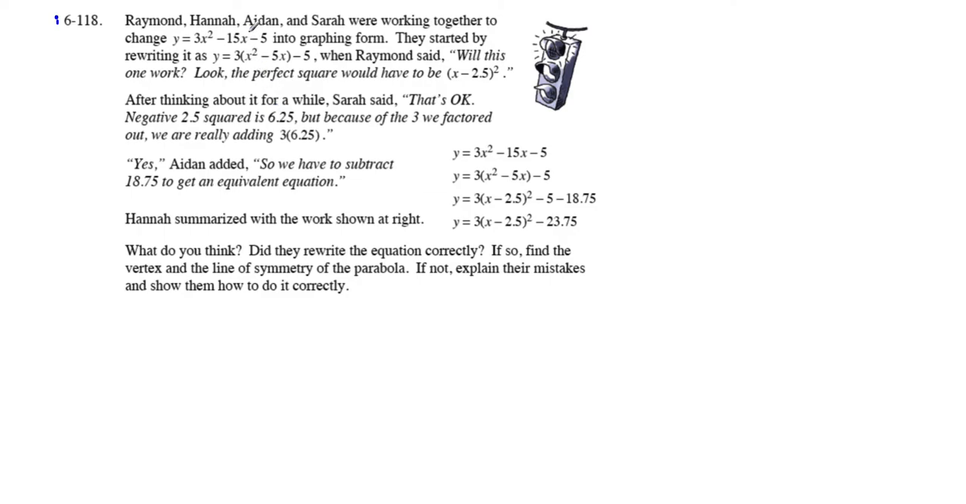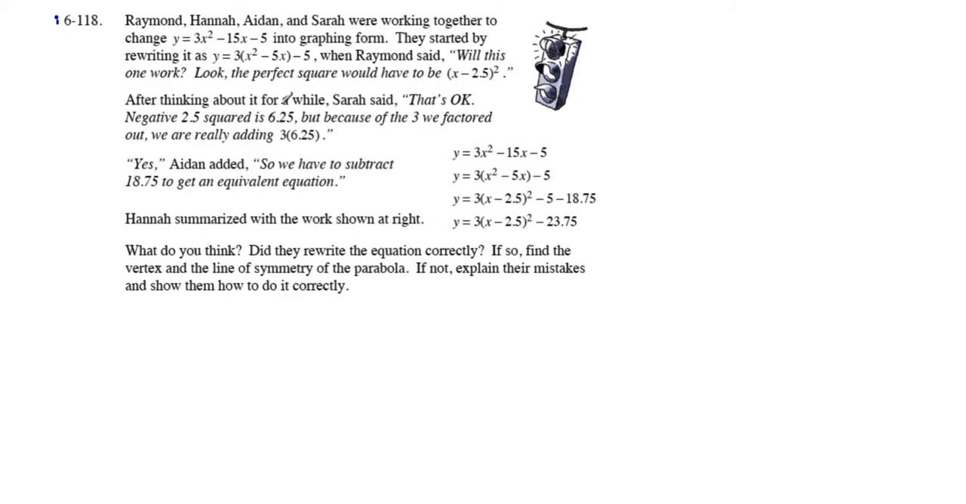Raymond, Hannah, Aiden, and Sarah were working together to change y equals 3x squared minus 15x minus 5 into graphing form. They started by rewriting it as y equals 3 times the quantity of x squared minus 5x minus 5. Raymond said, "Will this one work? Look, the perfect square would have to be x minus the quantity of 2.5 squared."